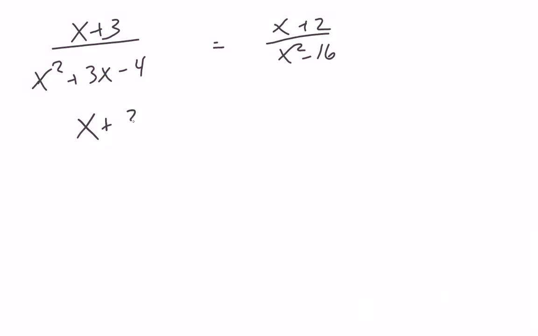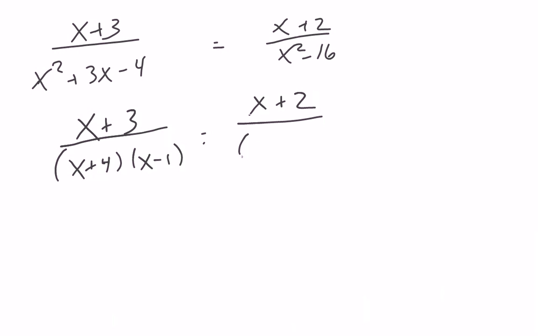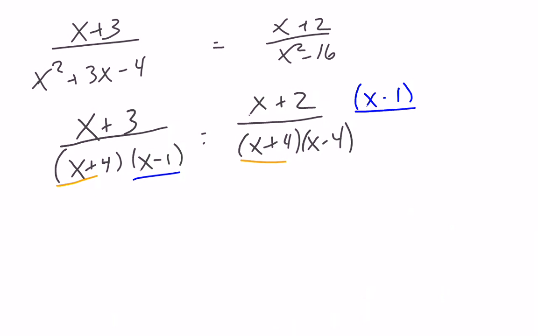First we need to factor. So that would be x plus 4, x minus 1 equals x plus 2 over x plus 4, x minus 4. So let's do some comparing. They both have an x plus 4. The left has an x minus 1, so I need to multiply by an x minus 1 over x minus 1. And my right side has an x minus 4, so I need to multiply by x minus 4 over x minus 4.